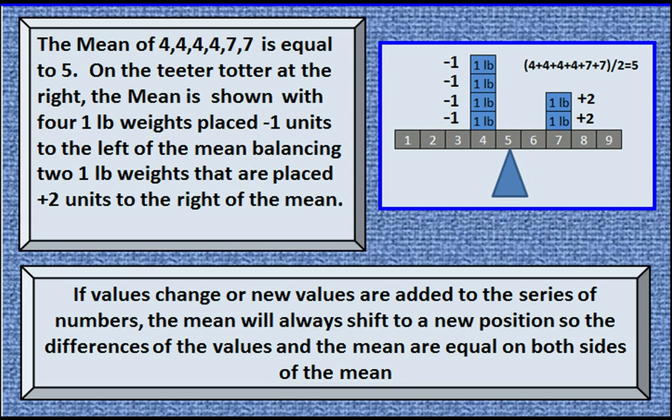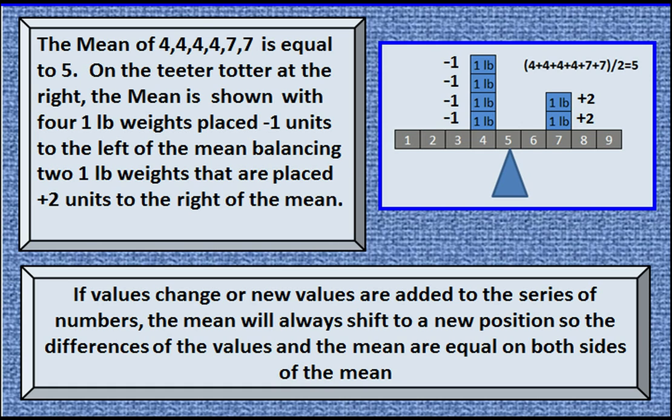On the teeter-totter shown at the right, the mean is shown with 4 1-pound weights placed minus 1 unit to the left of the mean, which are balancing 2 1-pound weights that are placed plus 2 units to the right of the mean. If values are changed or new values are added to the series of numbers, the mean will always shift to a new position, so the differences of the values and the mean are equal on both sides of the mean.